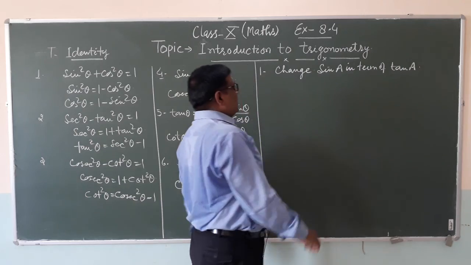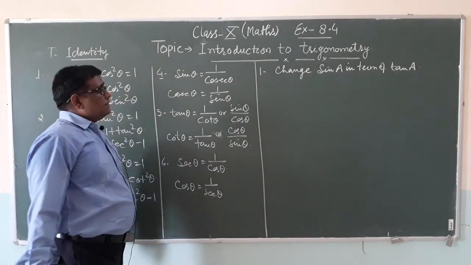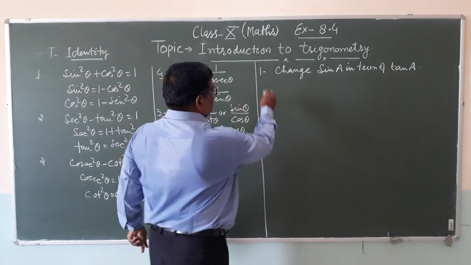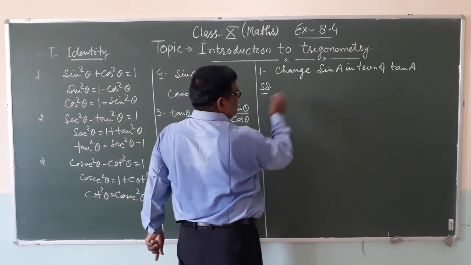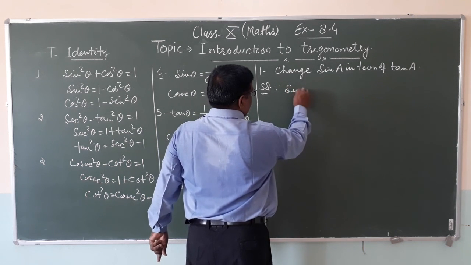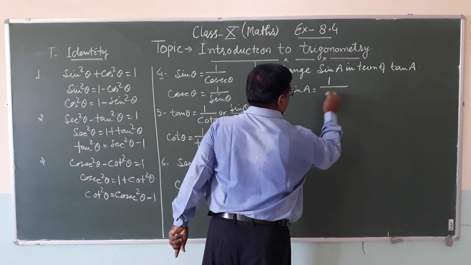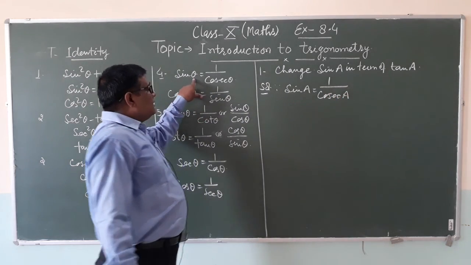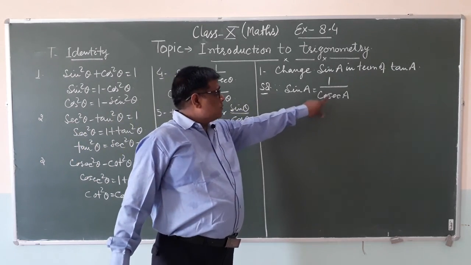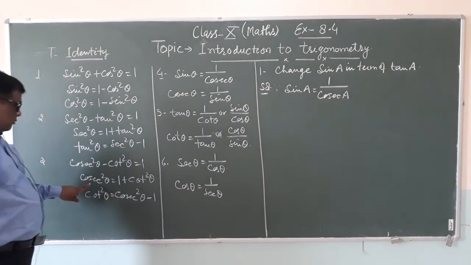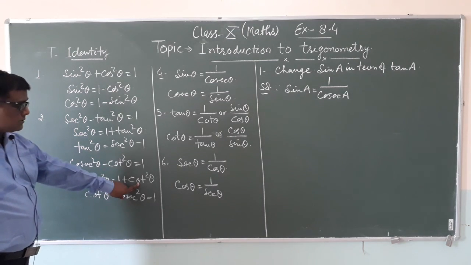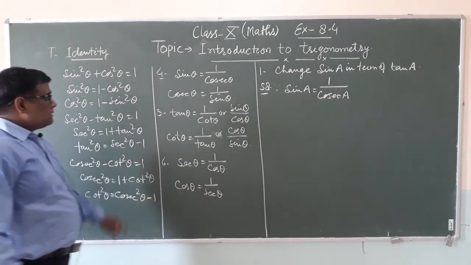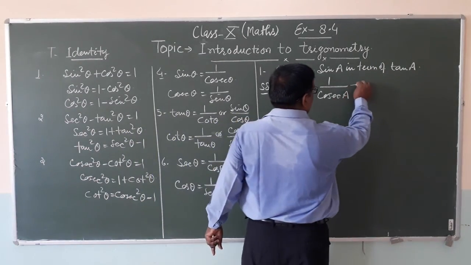Now write here, first of all, what is the formula of sine? Sine theta is equal to 1 upon cosec theta. So in the solution we can use: since sine A is equal to 1 upon cosec A. Now we use A in place of theta. And what is cosec theta? Cosec square theta is equal to 1 plus cot square theta, and cot theta is equal to 1 upon tan theta. Now use this, since this is equation 1.